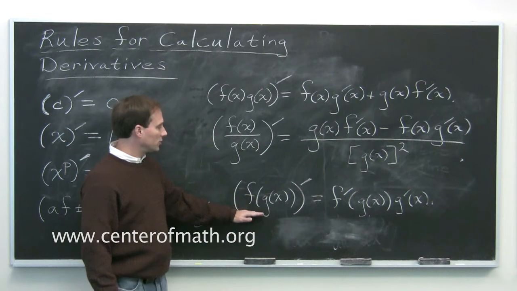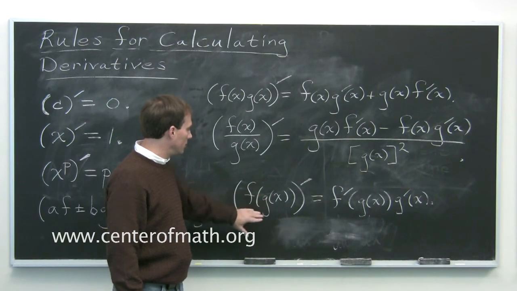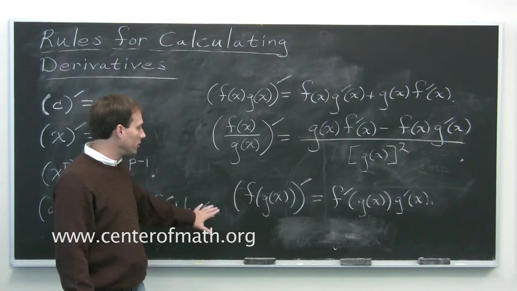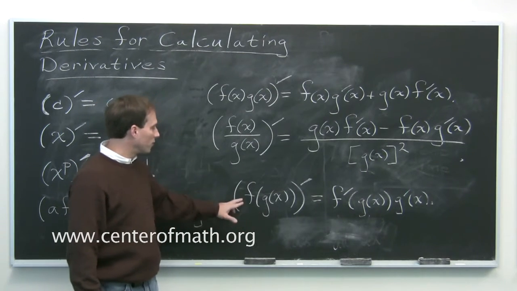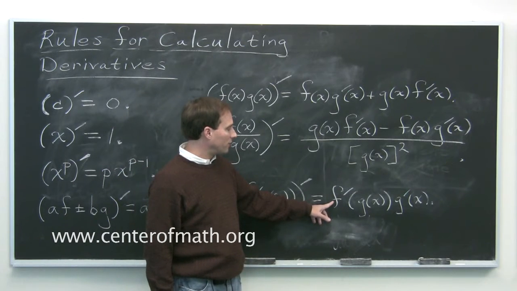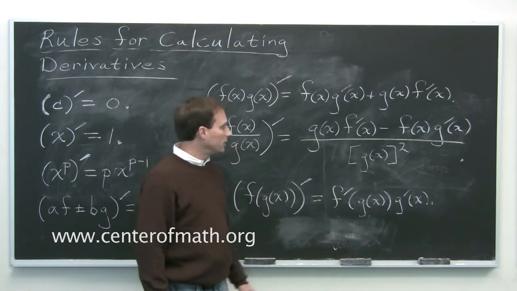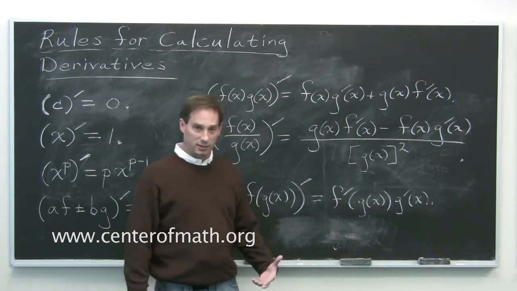This tells you how to differentiate the composition of two functions. So you do one function to x, and then you do another function to that result. This is called the chain rule. The derivative of f of g of x is you differentiate the outside function, leaving the inside stuff exactly how it was, but then you have to multiply times the derivative of the inside stuff.